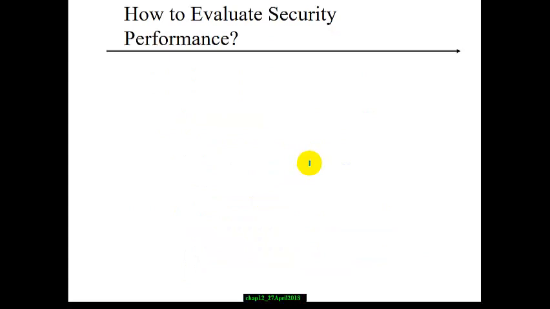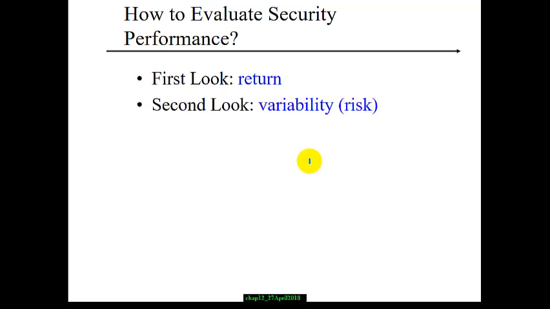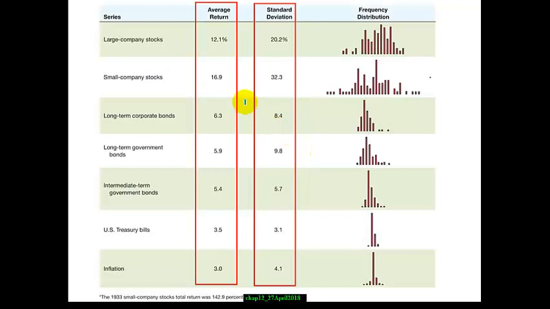How to evaluate security performance? Two important measures are commonly used to describe a security's performance. One is return, the other is risk. Take a look at the average returns and the standard deviation for the 7 different securities from 1926 to 2013. We're going to learn how to calculate average return and standard deviation later on.